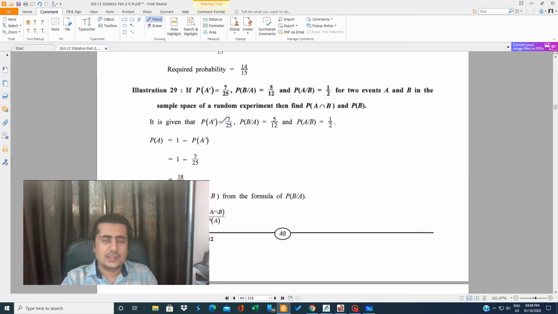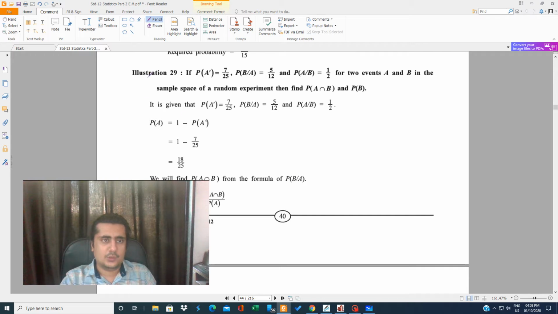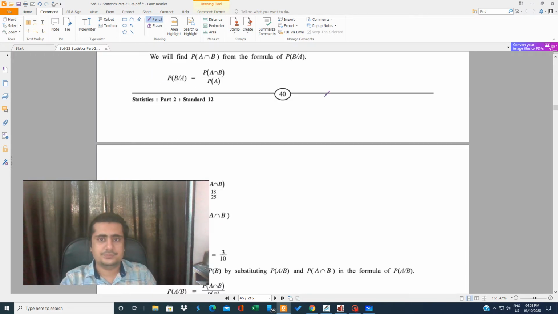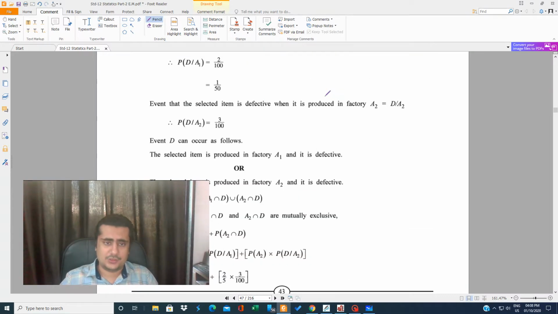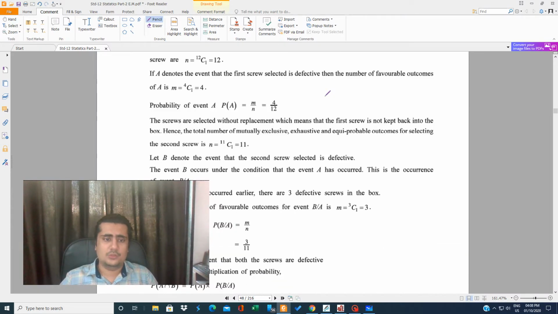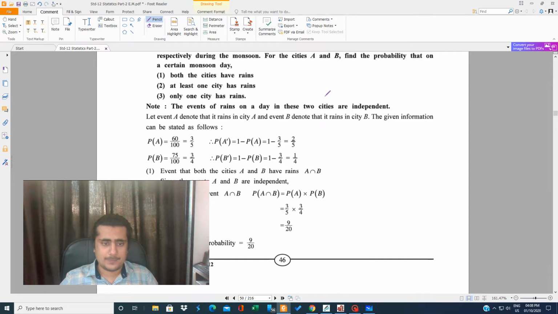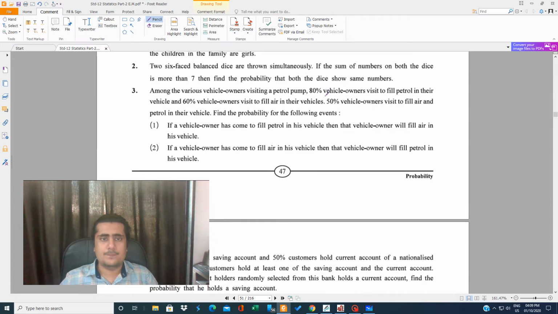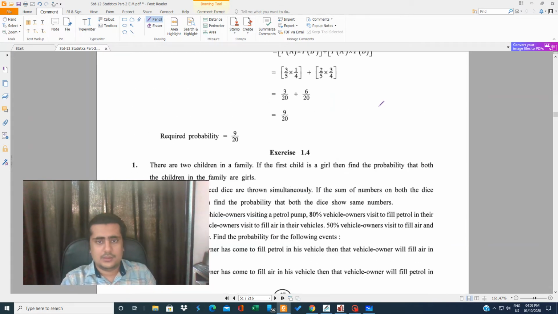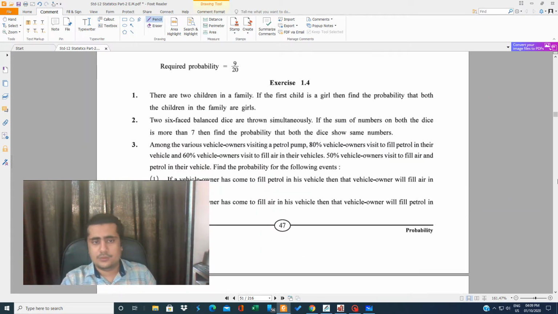Yes. Then let us come to the next illustration. We'll search some similar illustrations so you get to know about the topic. Let us do exercise 1.4, sum number 3.